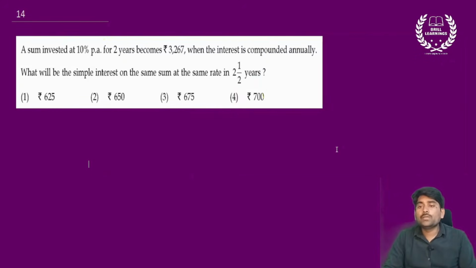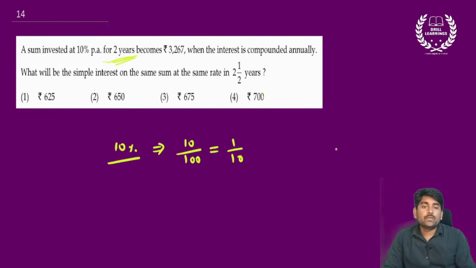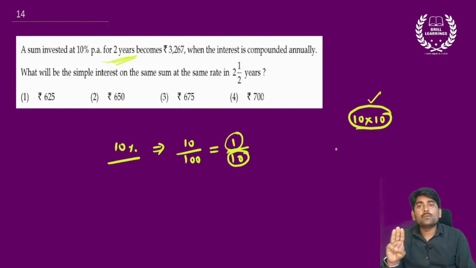Let's move to the next question. A sum invested at 10% per annum for 2 years becomes 3267 when interest is compounded annually. So I can write this 10% as 10 per 100, that means 1 by 10. They have given 2 years tenure only here. That is why I am taking 10 into 10. This denominator value I considered as principal amount, and this 1 is the interest. So I considered 10 as my principal amount. They have given 2 years, so I have taken 10 into 10. For example, if they have given 3 years, I have to multiply one more 10.